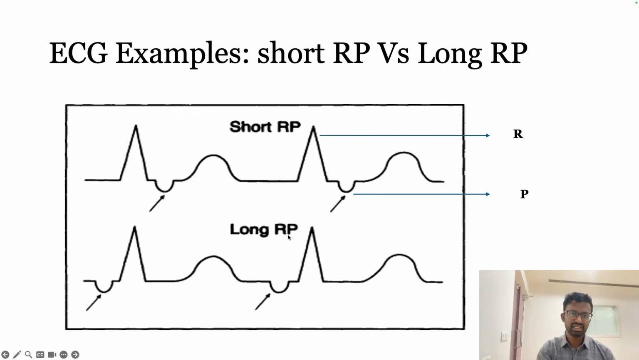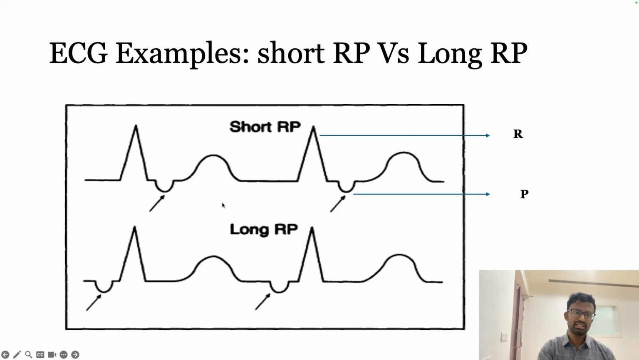The same thing will happen here also, but there is no R here, so we need to look at the first R wave. This is an R wave, and then the second P wave is here. So this is very long compared to the first one. So this is a long RP tachycardia.